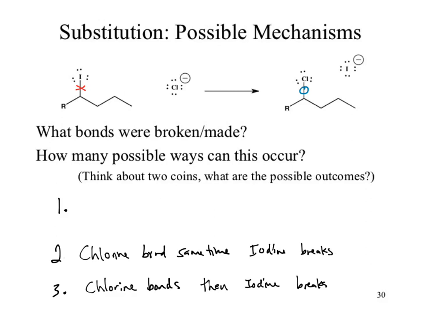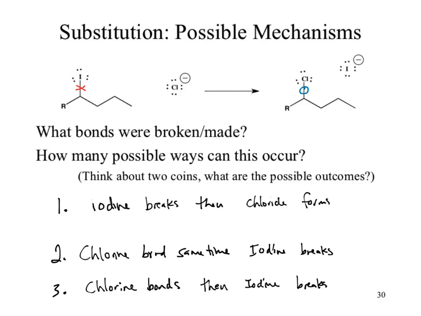The bottom one says the chlorine forms a bond. Once the bond has formed, then a bond can break. Step 2 says it all happens at the exact same time. Those are two distinctly different things. So the number one would be the carbon iodide bond needs to be broken, and then chlorine forms. Really? That's it? Yep. So when we talk about substitution reactions, there's only three possibilities.